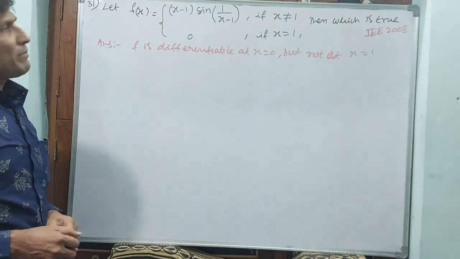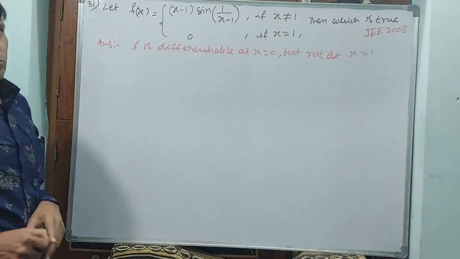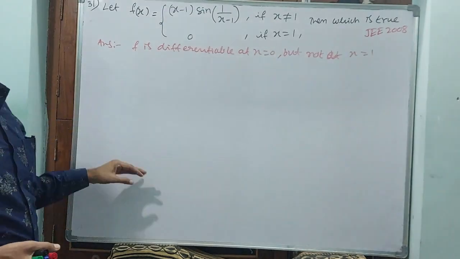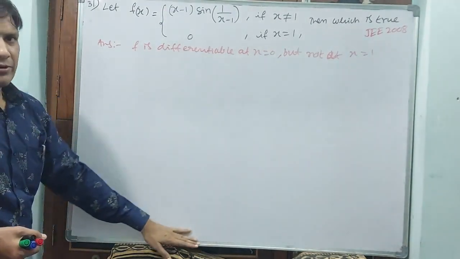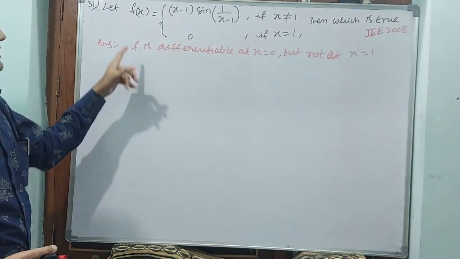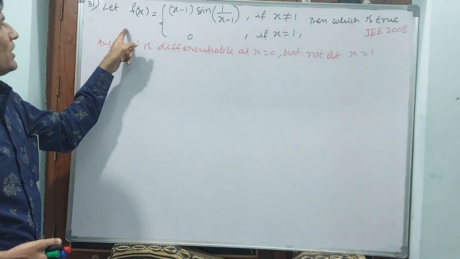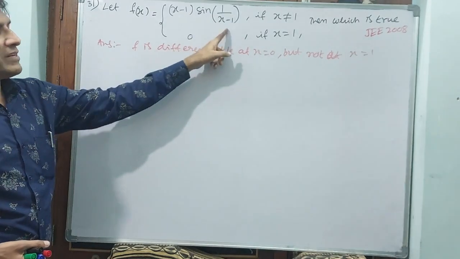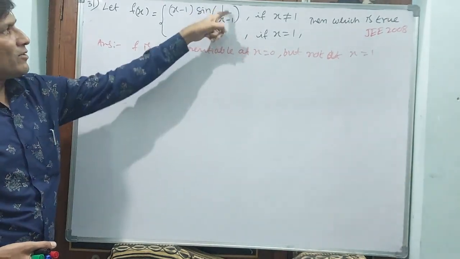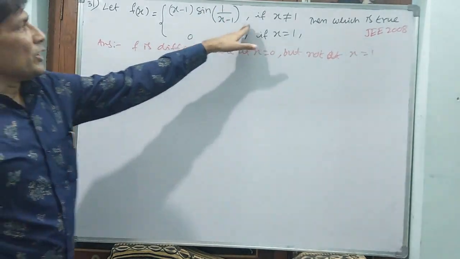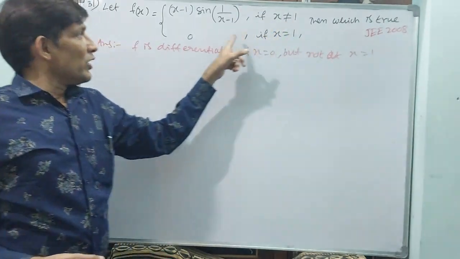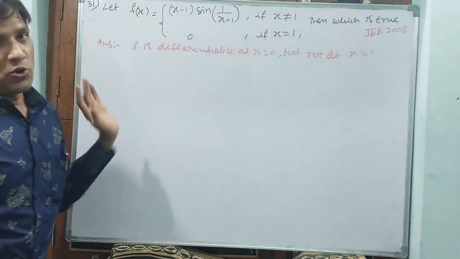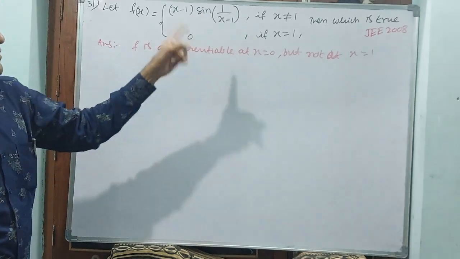See question number 31, JEE 2008 question. 4 answers are there. I have written only one answer because I don't have space. This is the answer. First let me study the question. f of x is equal to x minus 1 into sin of 1 by x minus 1, if x is not equal to 1. If x is equal to 1, then the value is 0. Then which is true?